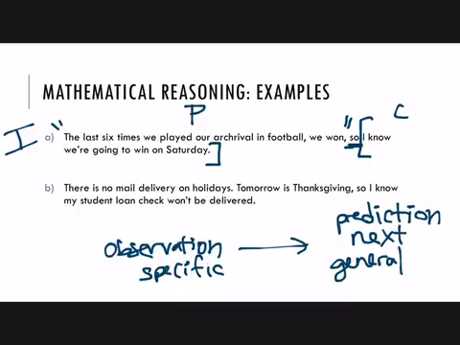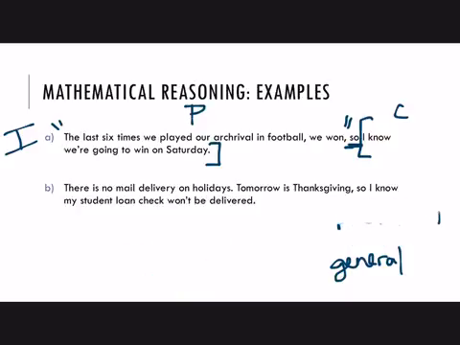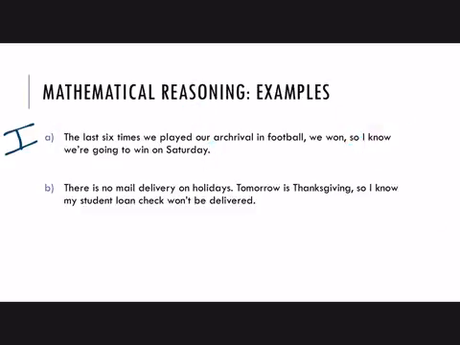How about there is no mail delivery on holidays? Tomorrow is Thanksgiving, so I know my student loan check won't be delivered. All right, so let's divide this up. We have to figure out which piece is the premise, which piece is the conclusion. I see the keyword so. So this person's reasoning based on the previous facts, so they know something else. This first part is the premise, and we actually have 2 premises here. There's no mail delivery on holidays, and tomorrow is Thanksgiving. And then here's the conclusion.